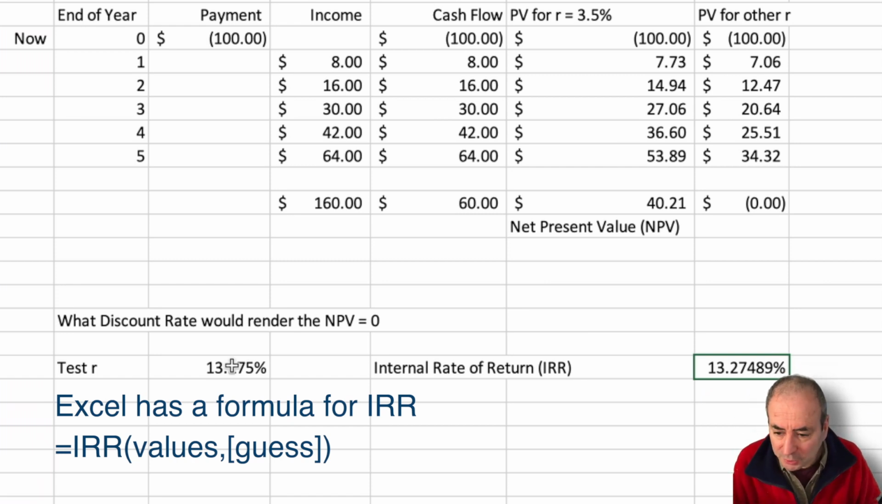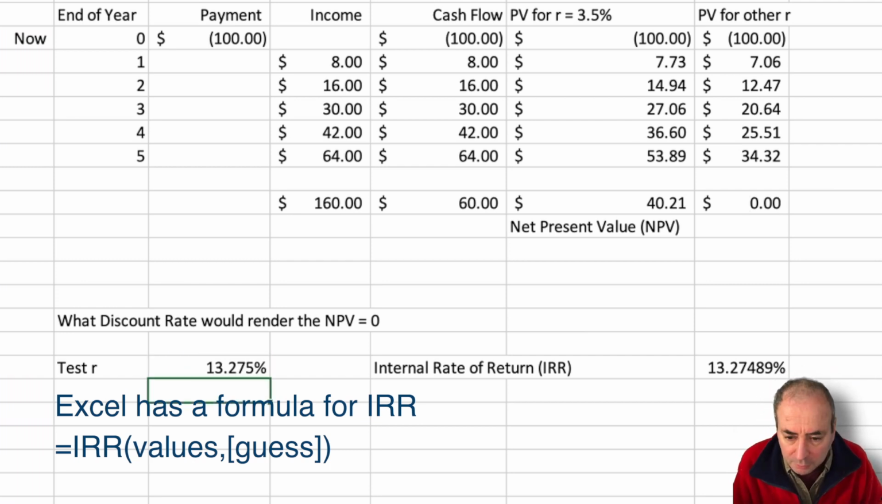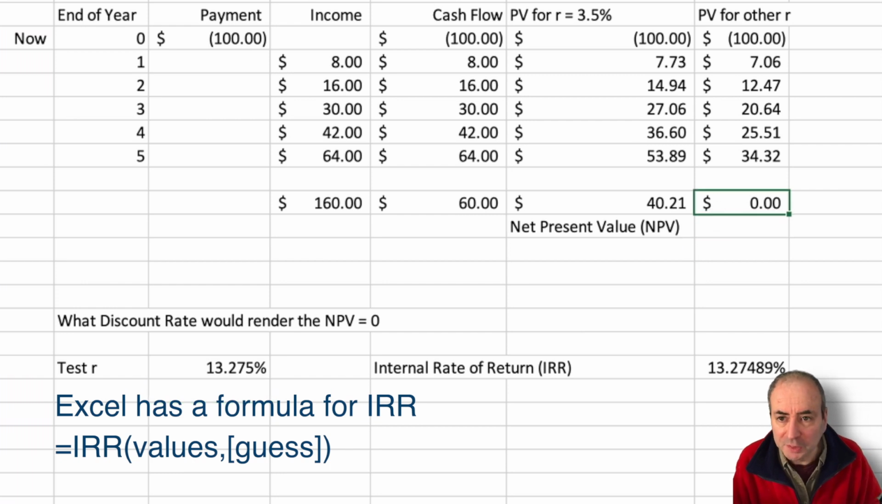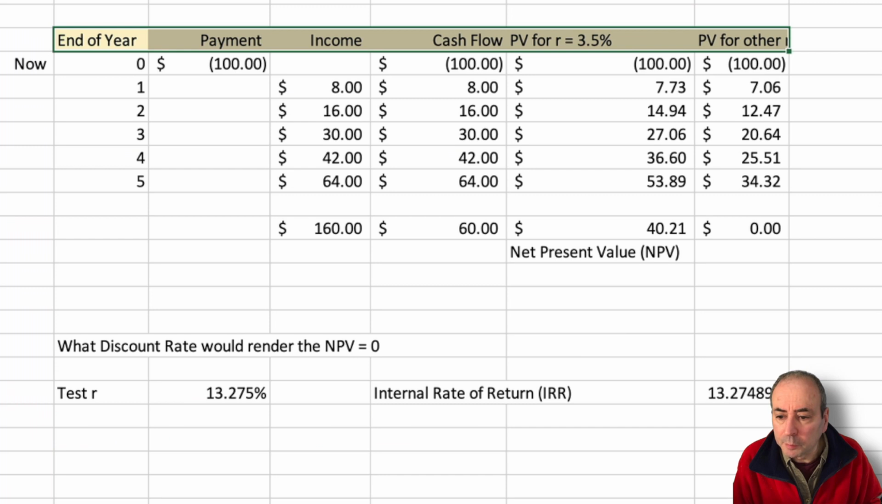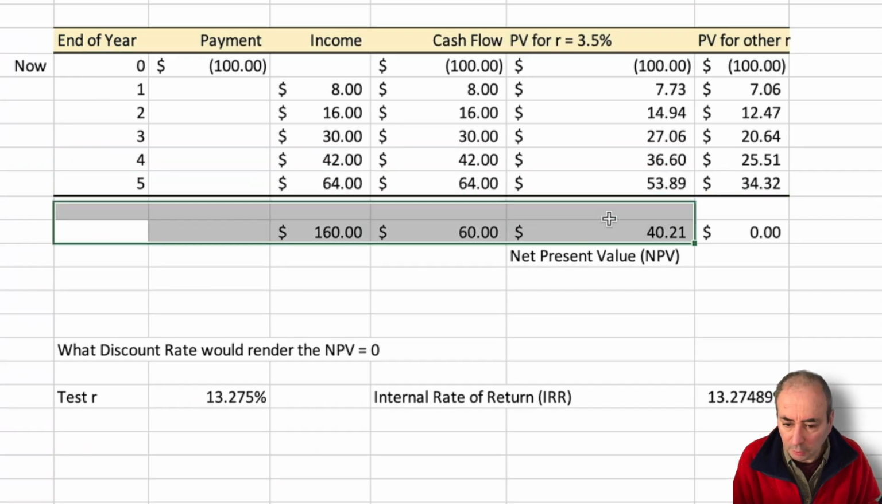Of course, if I put in here 13.27489, then we get almost precisely 0. I don't know how many decimal places we'd need to go to expose that's not exactly 0. Maybe 5. So that's a pretty decent function. So you can calculate IRR using the IRR function on Excel. Let's do a little bit of prettifying of our table before moving on to the very last thing.